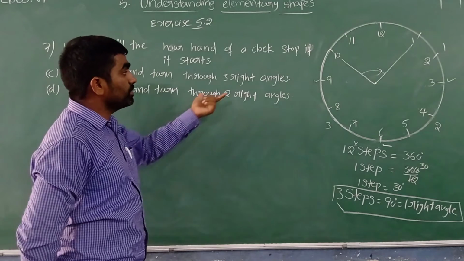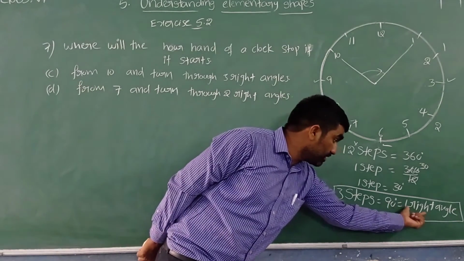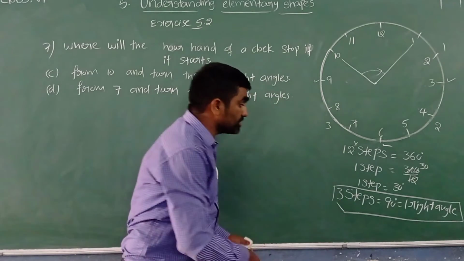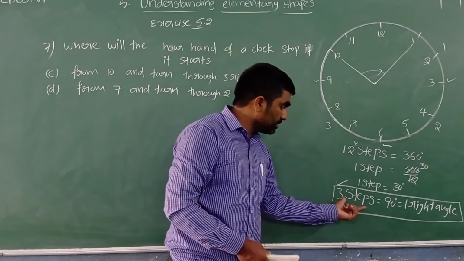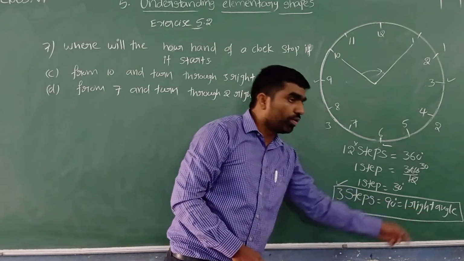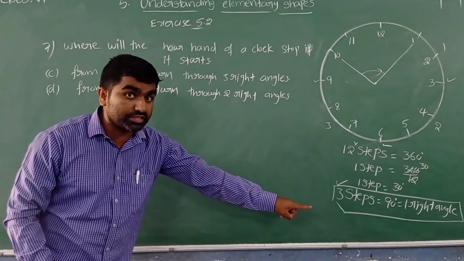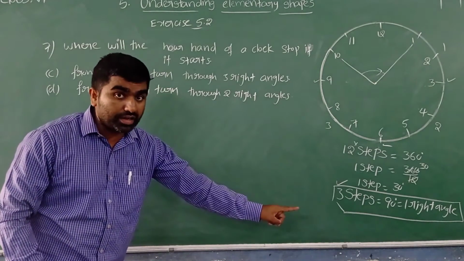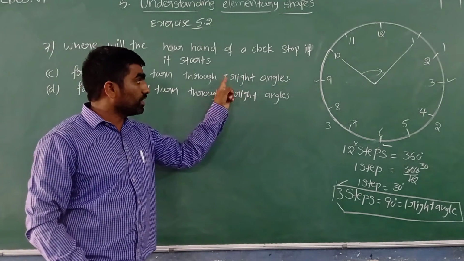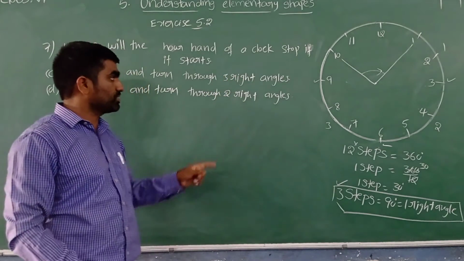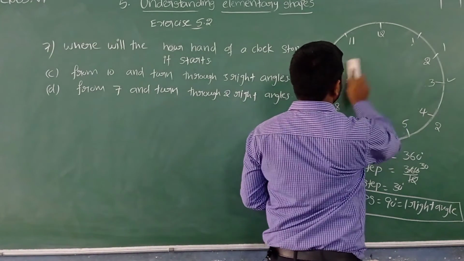See, now here the relation between how many right angles, how many steps. Here we can see the relation between the number of right angles and steps. For every 3 steps, we will take it as 1 right angle. See, 1 right angle, 3 steps. 2 right angles, 6 steps. 3 right angles, 9 steps. Here 3 right angles are nothing but 9 steps.